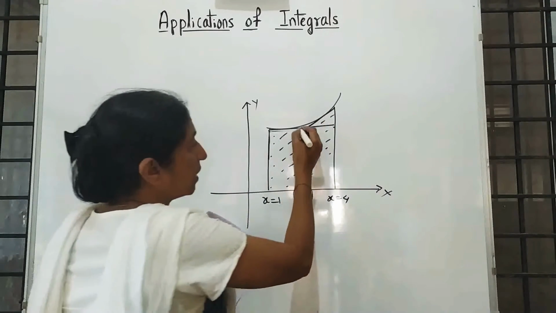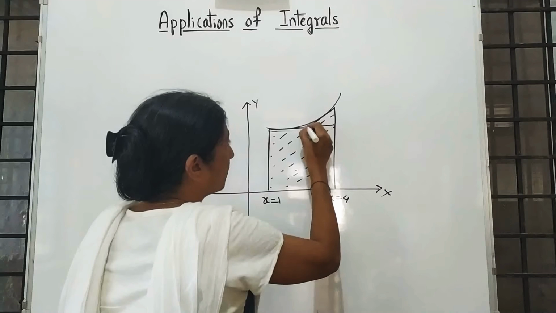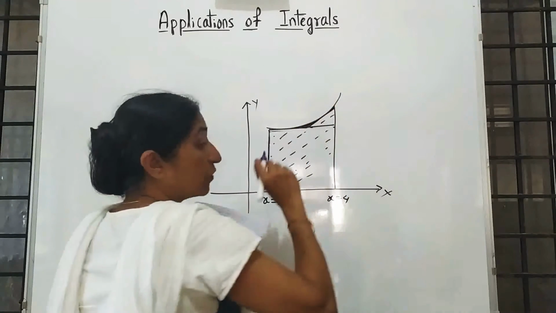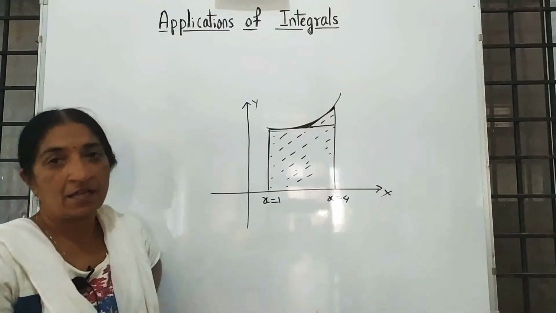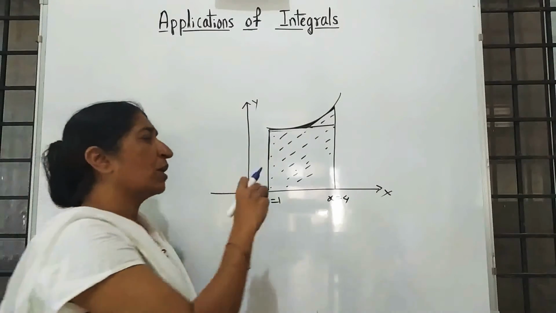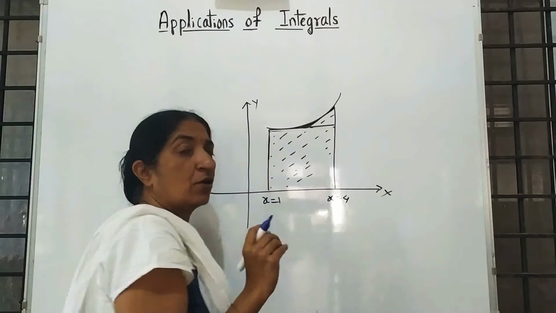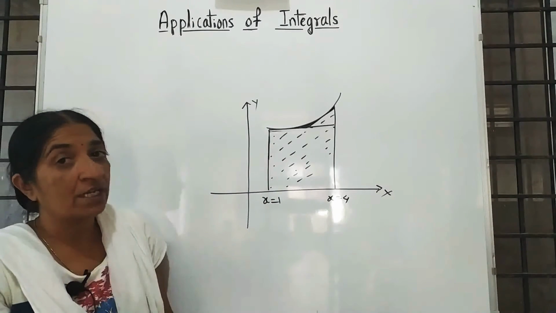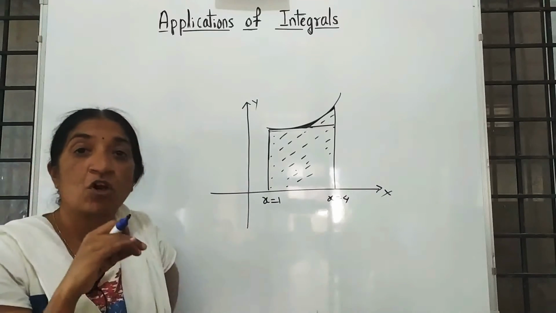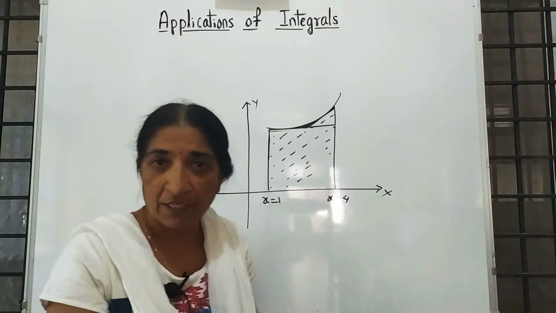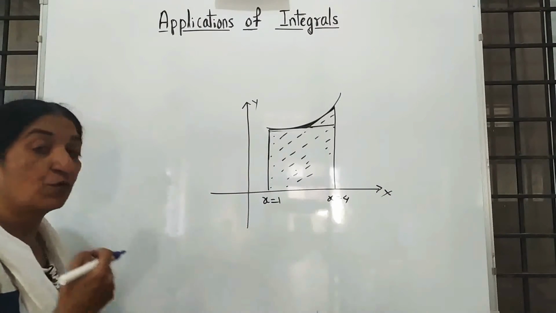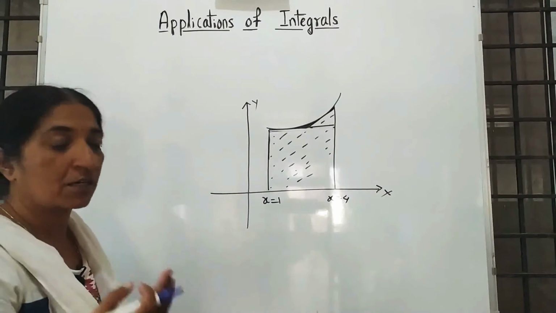But what about here? Some part is remaining here. Even if you draw the figure, you will not get that area. Even if you draw a small triangle, some part is still remaining. That means without integration, only with the help of geometrical figures, we cannot find the required area. That's why we are using integration to find the area between the curves.